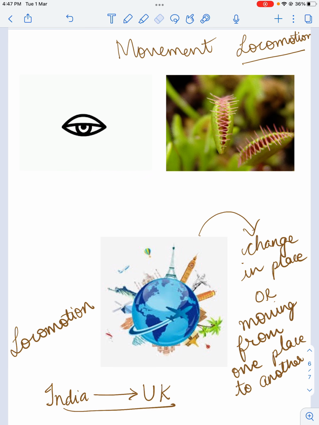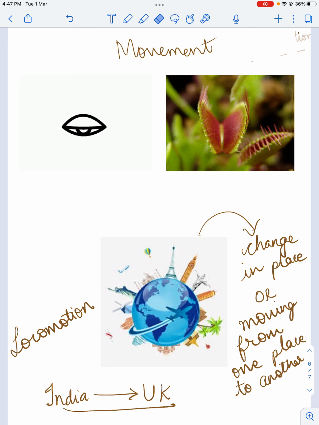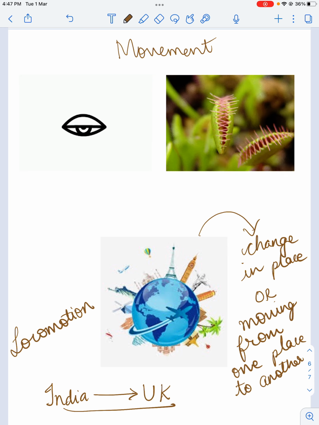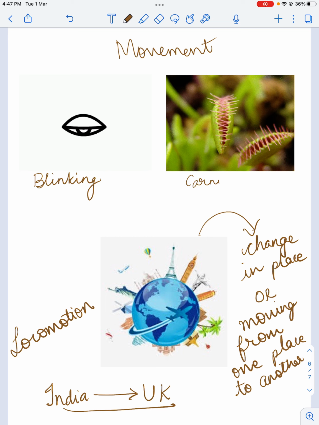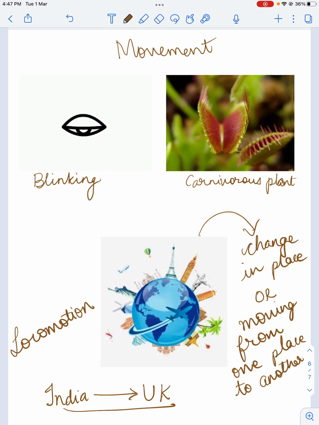Okay, now let us see, if locomotion is the movement of an animal or living thing from one place to another, then what is movement all about? Here you can see 2 examples of movements. Here you can see an eye blinking. Okay, this is an animal example, and here you can see a carnivorous plant closing its leaf in response to a prey.